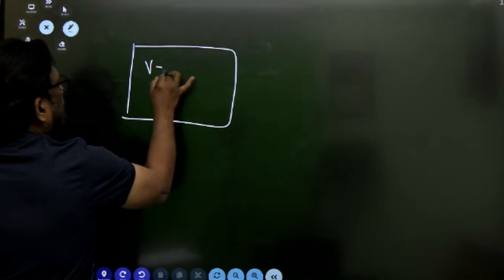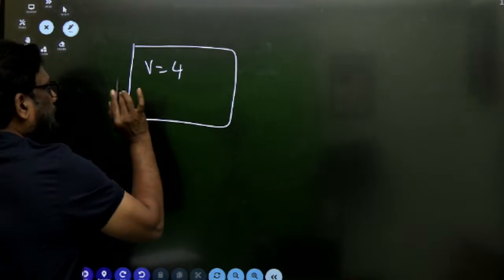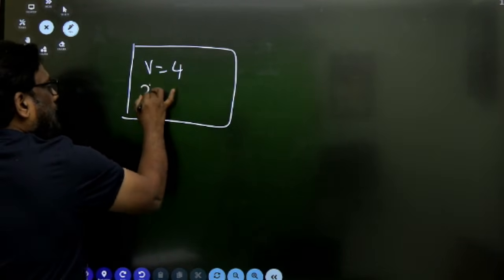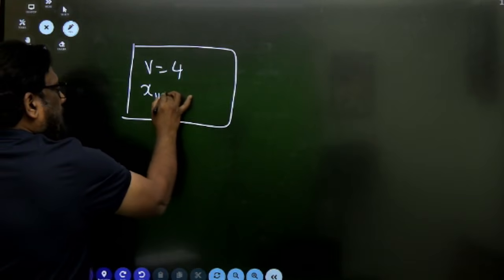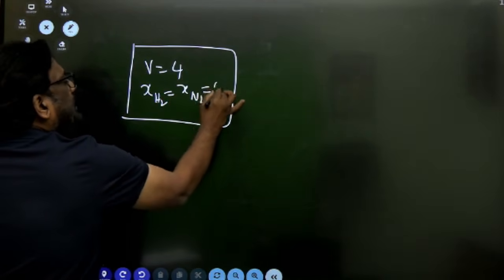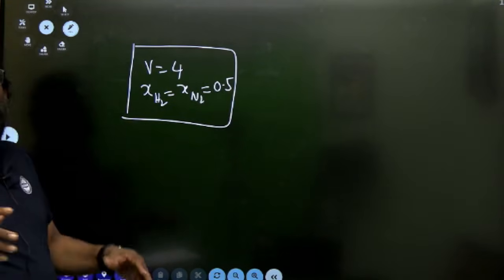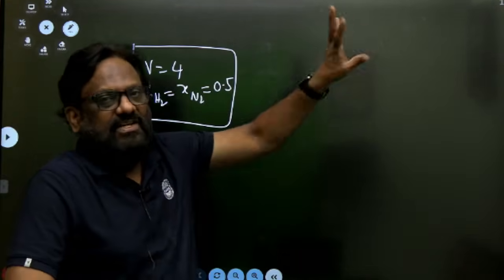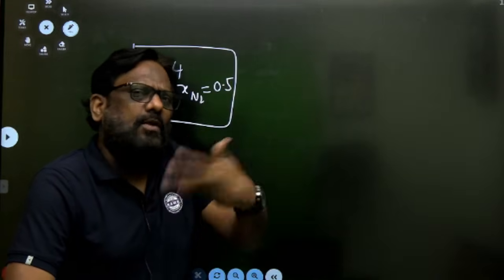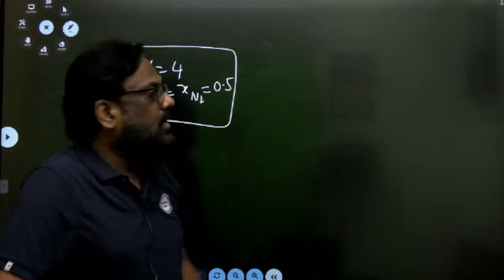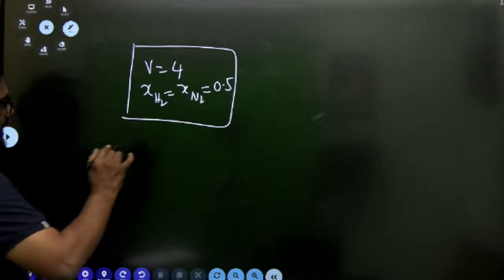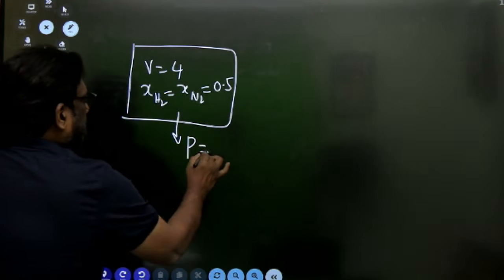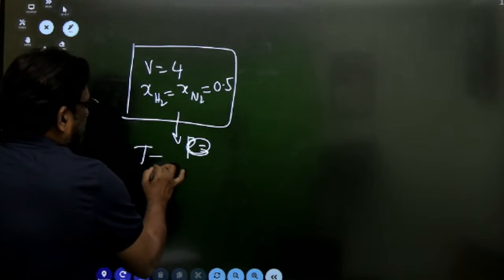Okay, the volume is 4. I don't know the pressure. So what is the volume ratio? And the mole fraction of both is the same, hydrogen and nitrogen, both are 50%, because the volume is changing to 50%, so the fraction will be 50%. Whether it is volume fraction or mole fraction, it will be the same if it is an ideal gas. And finally the temperature is also, I don't know the total pressure, but the temperature is 300.